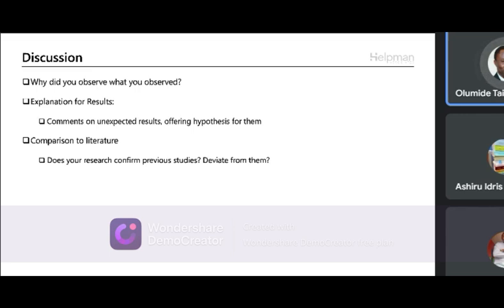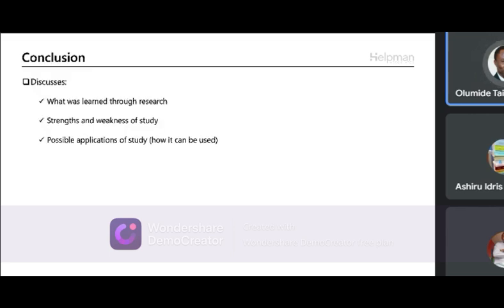In the discussion, you have explained your result. You have talked about why you think those results are what they are, how they conform to previous literature, and how you are offering hypotheses for them, whether it conforms to the previous result or not, and so on and so forth. But now, in the conclusion, how is this applicable? How can we apply this? Okay, and that's when people find your paper really interesting to think about.